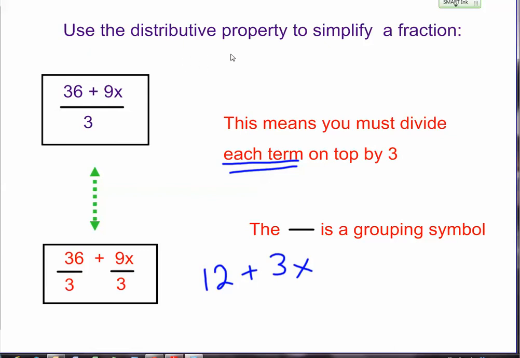And to simplify a fraction, remember this is a grouping symbol, so I must distribute the 3 to each term. I have to do 36 divided by 3 plus 9x divided by 3. So make sure you distribute it to each term so it looks like this, and then you just simplify. 36 thirds is 12, and 9x thirds is 3x. 9 divided by 3 is 3.